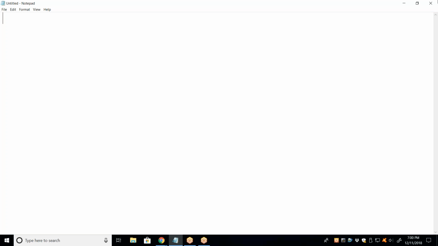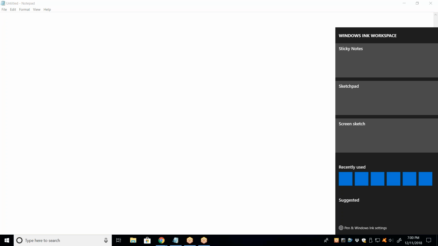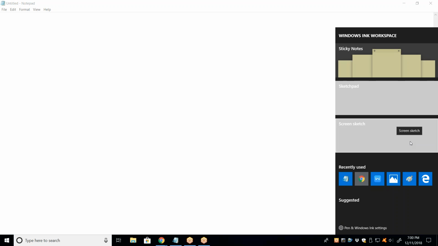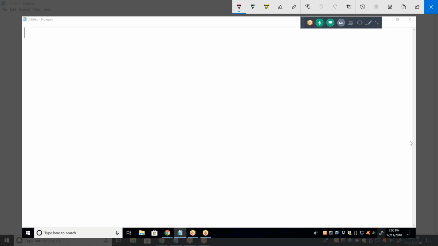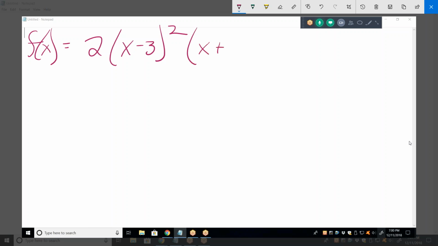So the first problem is f of x is equal to 2, and then parentheses x minus 3 squared, and then parentheses x plus 2 to the 5th. Okay.